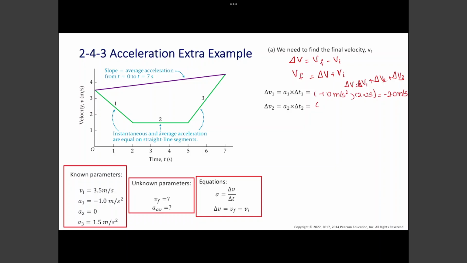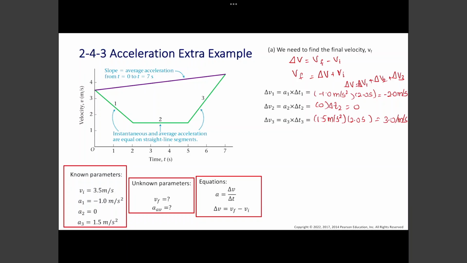Now delta V2 is again acceleration times the time interval. In the second segment, acceleration is 0 times delta t2. Because of that, the answer is 0. There is no change in velocity because the velocity is constant in the second segment. And in the third segment, delta V3 is again a3 times delta t3. a3 is given as 1.5 meters per second squared. Time is again 2 seconds. So the answer is 3.0 meters per second.